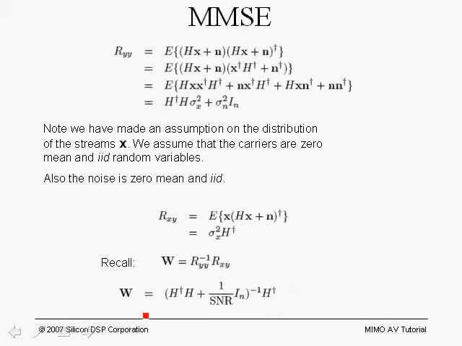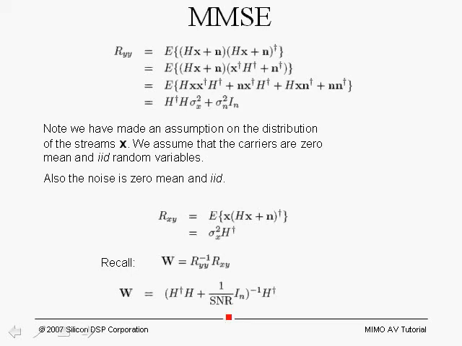Now let's examine this expression for a little bit. If the signal to noise ratio is very high, then this term goes to 0, and we're left with W equal to H Hermitian H inverse times H Hermitian, which is exactly the expression for the zero forcing equalizer that we derived earlier for open loop MIMO systems. This shows that for the case where we have high signal to noise ratio, the performance of the minimum mean square error MIMO equalizer is equivalent to the performance of the zero forcing MIMO equalizer.